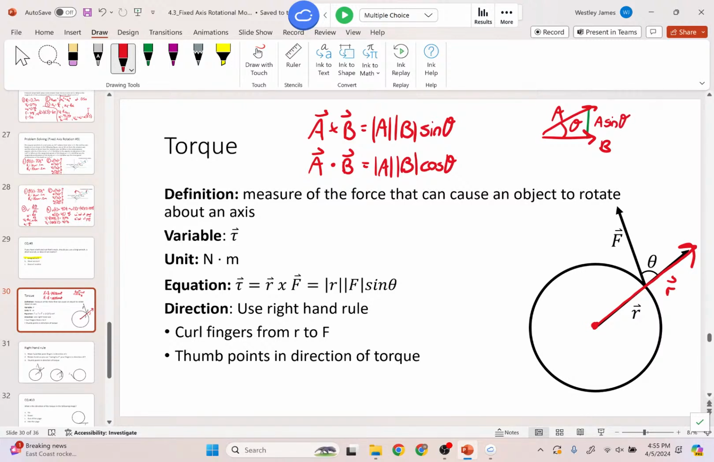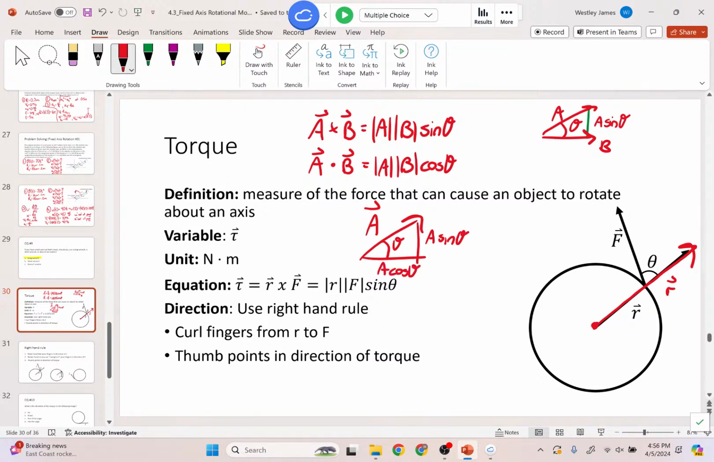You get the part that's perpendicular to it. So if you have a triangle, let's just draw it down here. Here's A, and you have some angle. This side is A sine theta. The bottom side is A cosine theta. That just comes from SOHCAHTOA.